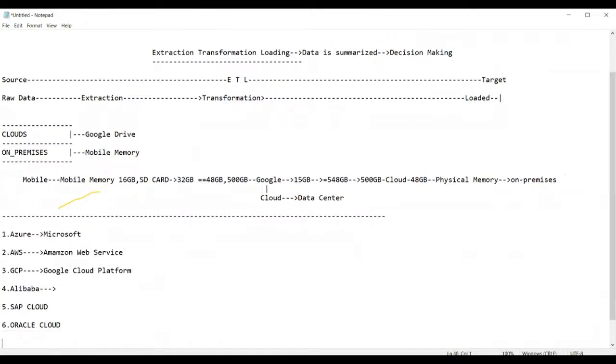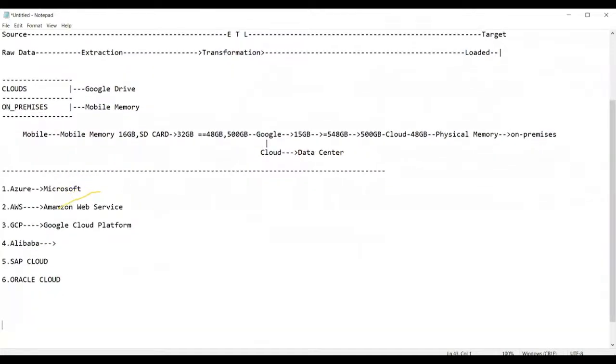So now, guys, these cloud services are basically classified or divided into three categories. What are they? The first one is called IaaS. IaaS stands for what? Infrastructure.